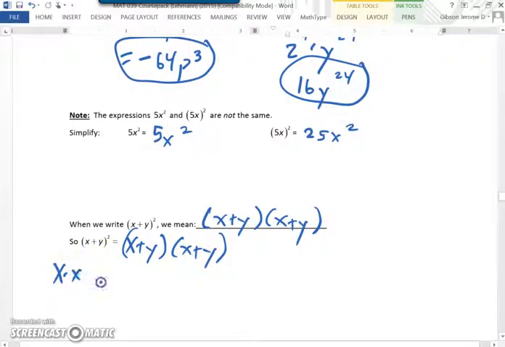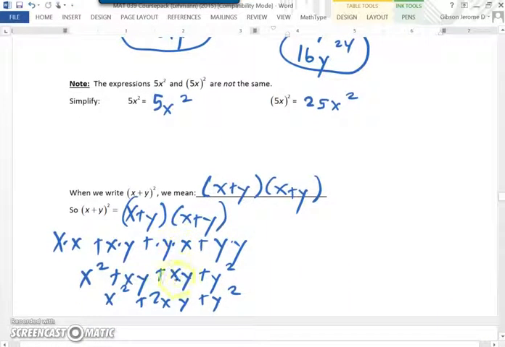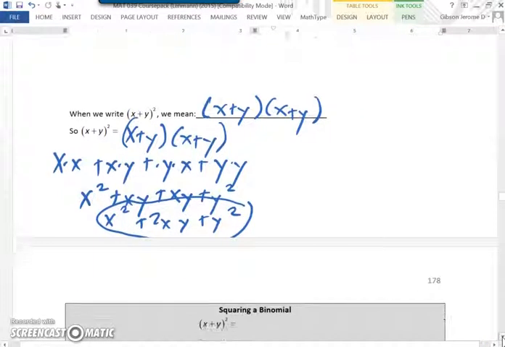So this would be x times x plus x times y plus y times x plus y times y. X times x is x squared. X times y is xy. Y times x, we have to write this in alphabetical order. It becomes x times y. And y times y becomes y squared. So this will end up giving us x squared plus 2xy plus y squared. That would be the final answer. Okay, now, go on to the next page.